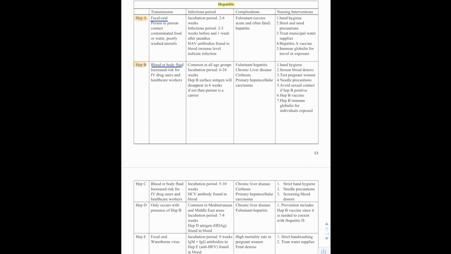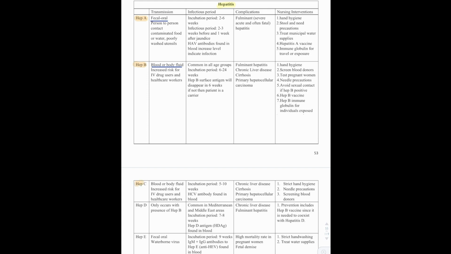And again, those complications are fulminant hepatitis, chronic liver disease, cirrhosis, and primary hepatocellular carcinoma. Our nursing interventions include hand hygiene, screening blood donors, testing pregnant women, using needle precautions, avoiding sexual contact with hepatitis B positive individuals, the hepatitis B vaccine, and a Hep B immunoglobulin for those who are exposed.